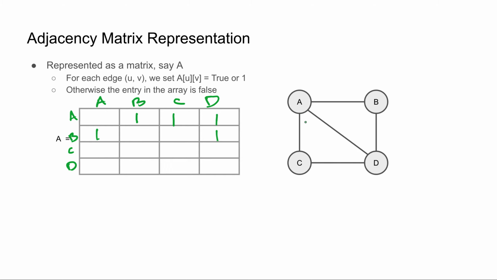So before that, C is connected to A and D, and D is connected to all the vertices A, B, C. So D is connected to A, D is connected to B, and D is connected to C. Okay. So this is the connection or the adjacency matrix, and we have to put all other values as 0.